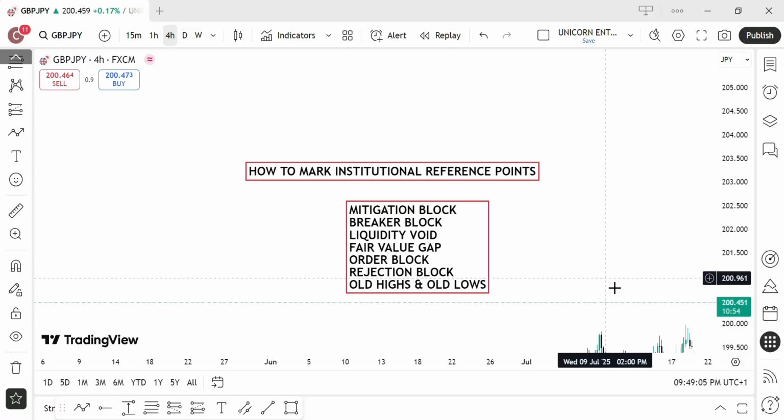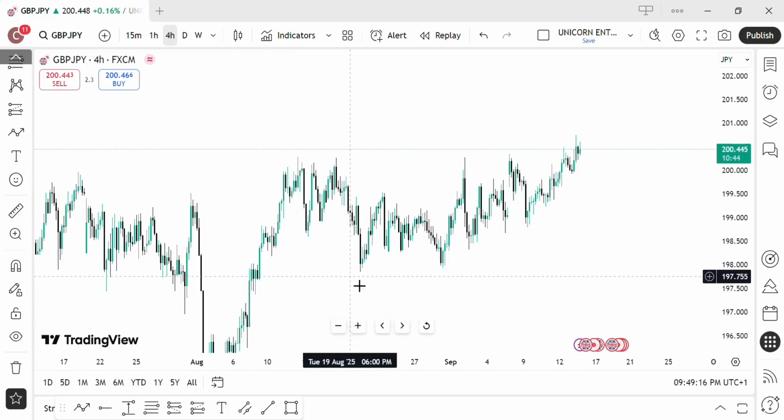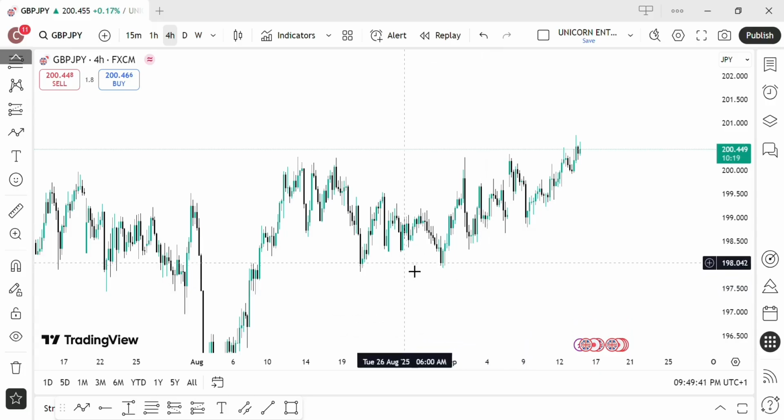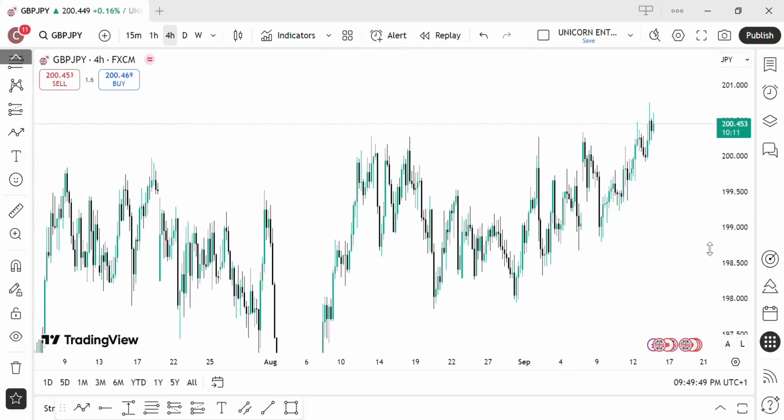Alright, so now to mark your institutional reference point, first of all, let's go to the charts. On the charts, in the previous video we talked about market directional bias, and now we are talking about marking institutional reference points. We are still talking about finding an A plus setup using confluences. So on the chart, this is the current price action here. What can you see here?